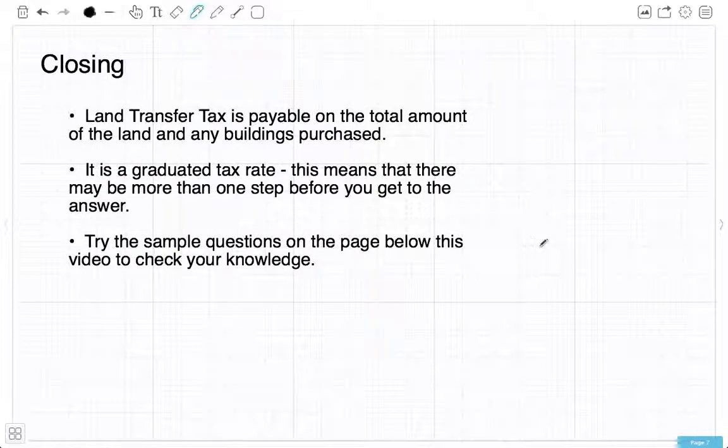So remember, land transfer tax is payable on the total amount of your land and any buildings on the land that you purchase, right? And it's a graduated tax rate. So for math class, it means that there's very commonly more than one step before you can get to the final answer. We have some questions below on the web page that you could try to check your understanding and see how things go. And good luck with land transfer tax.